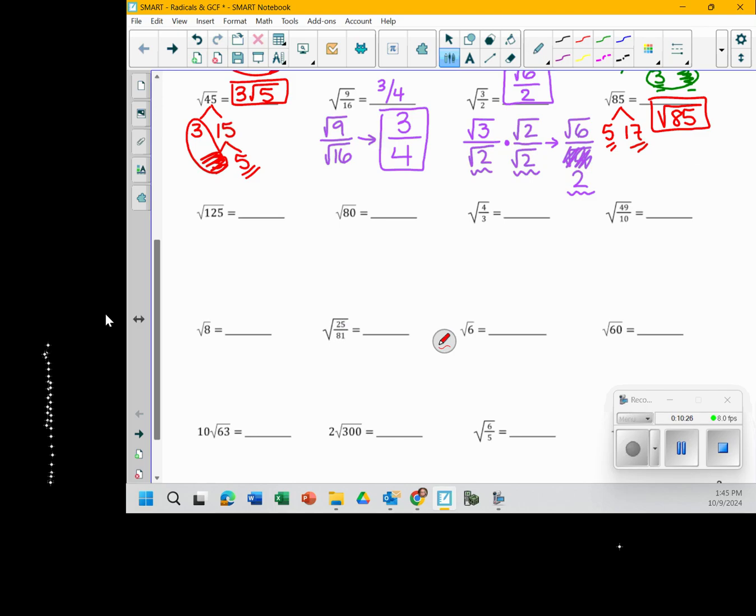Do a couple more together. Square root of 125. 125 is 5 times 25, which is 5 times 5. Again, make your pair. That comes outside. Whoever didn't have a pair is left inside. Square root of 125 is the same thing as 5 root 5.